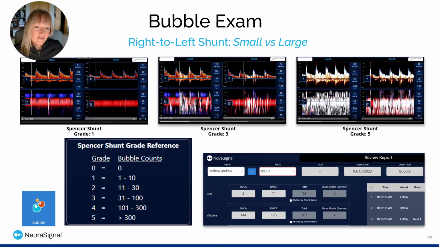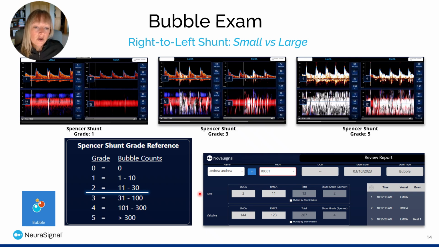We will identify small versus large shunts by the bubble count. So you can see here, this is Spencer grade. So a Spencer shunt grade 1, 3, and 5. Significant shunt grades are 3, 4, and 5. So once we see bubbles that reach 31 and above, those are your significant shunts.